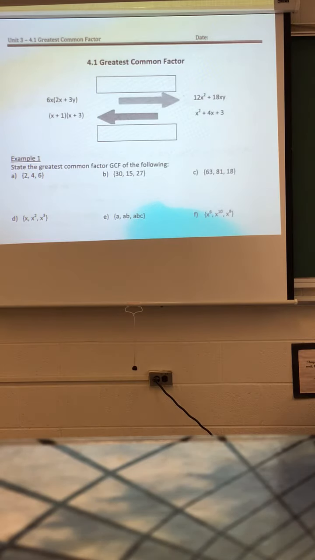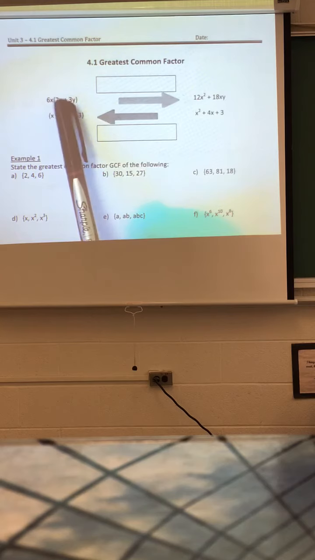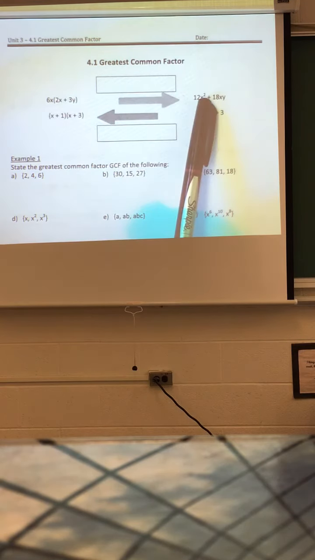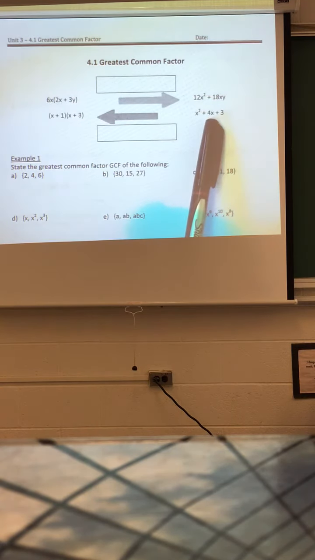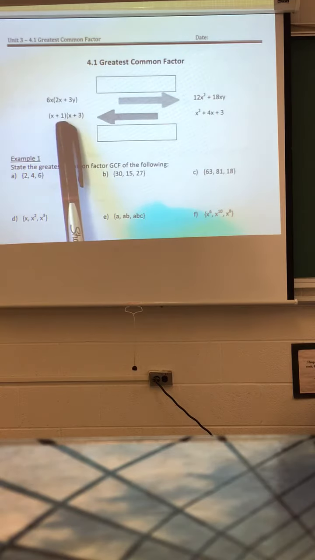Okay, so this is a video about 4.1, the greatest common factor. Here we're looking for exactly that, the greatest, the biggest common factor. So the first thing that we're going to look at is at the top of your sheet here, where we're moving from something that looks like this to this, or when we have something like this and we're moving back to this.